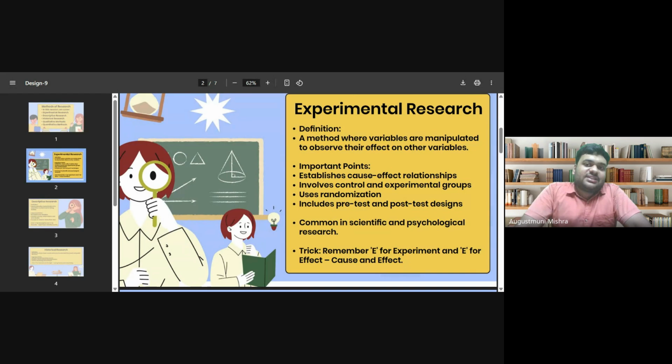One-shot case study research design. There are some types of pre-experimental design: one-shot case study, another is one-group pretest-posttest design, and there is the static group comparison. So the first one is the one-shot case study, meaning you are singly focusing on one particular case. Another one is where you are focusing on a group. And the third one is where you are focusing on the static group comparison. So you just remember all these things.